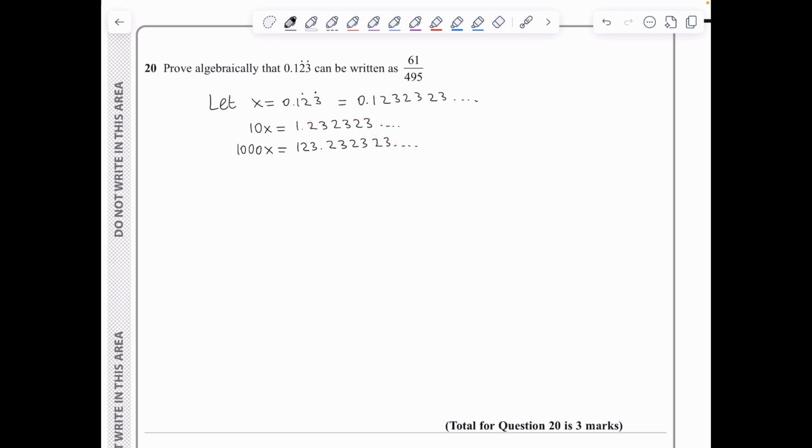Therefore I can deduct one from the other. So 1000x minus 10x is 990x, being equal to 122, because simply the 2323 will cancel out, and therefore we've got that x is 122 over 990, which simplifies to 61 over 495, and therefore we conclude that 0.123 recurring is equivalent to 61 over 495.